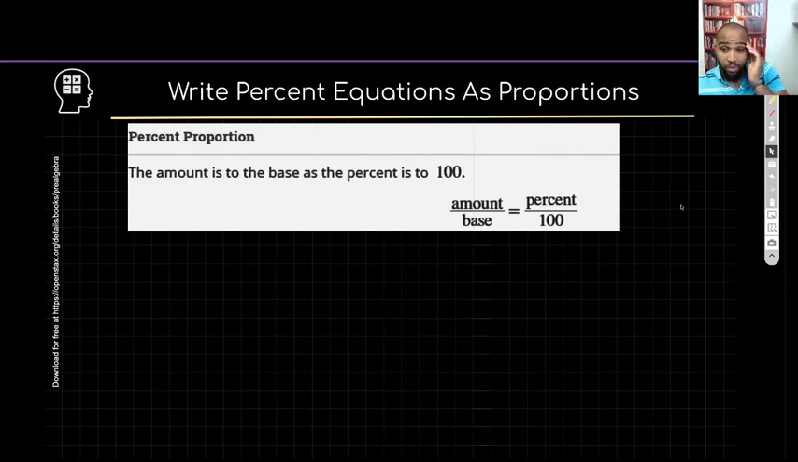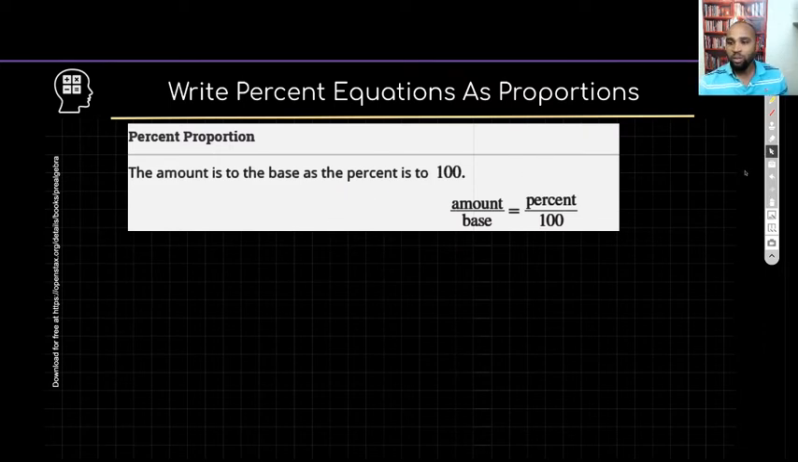Write percent equations as proportions. Some of us would appreciate doing it this way, so let's look at it. The amount is to the base as a percent is to 100. So the percent part is really easy. It's per 100. The base, you're going to hear this written a lot of ways: your total and your part, or part over whole, I should say. It's going to be part over whole. Maybe not total, but it's the same idea. And you're going to see it written as is over of, because whatever follows the of is going to be on the bottom and the is on top.